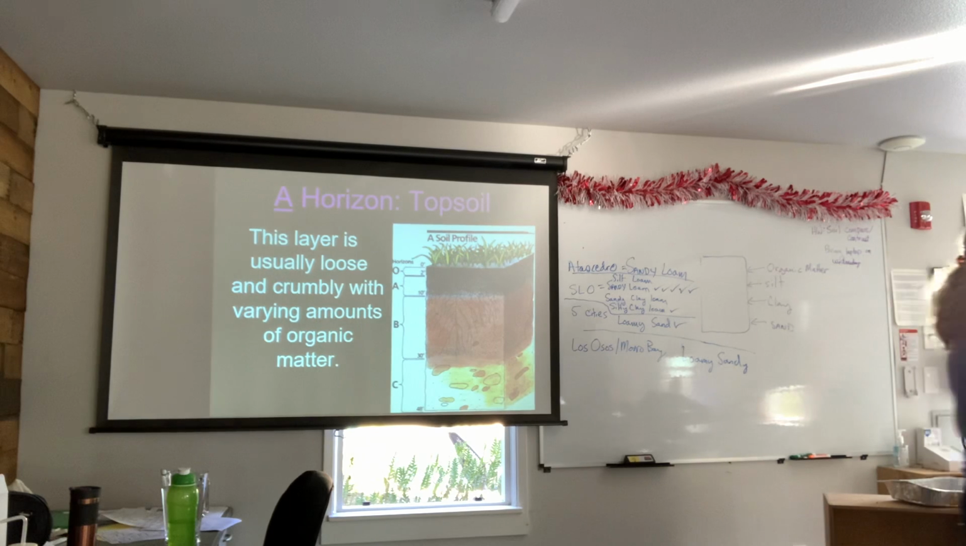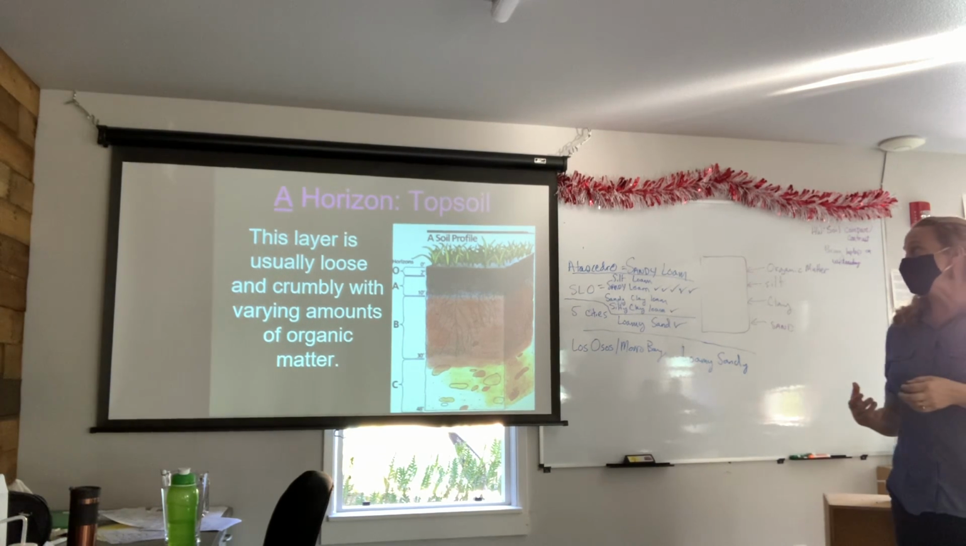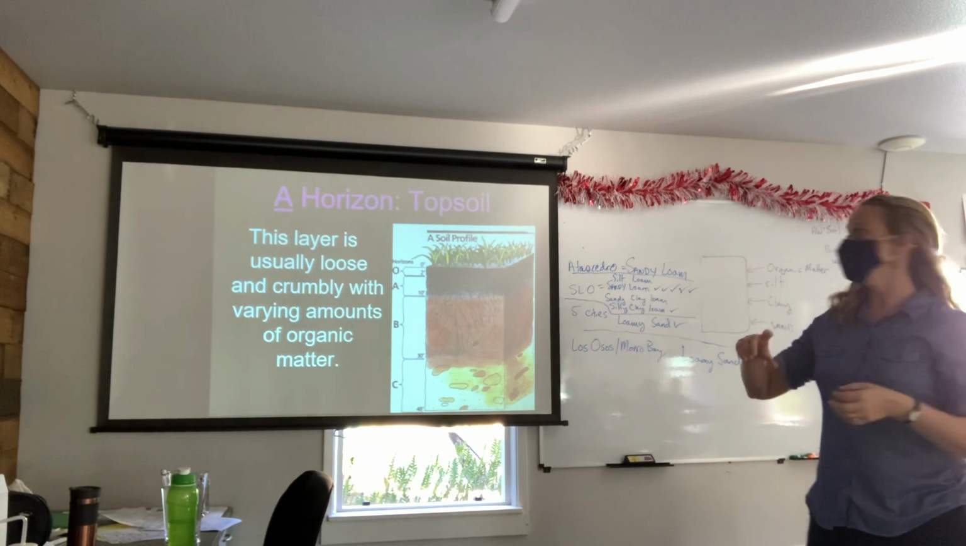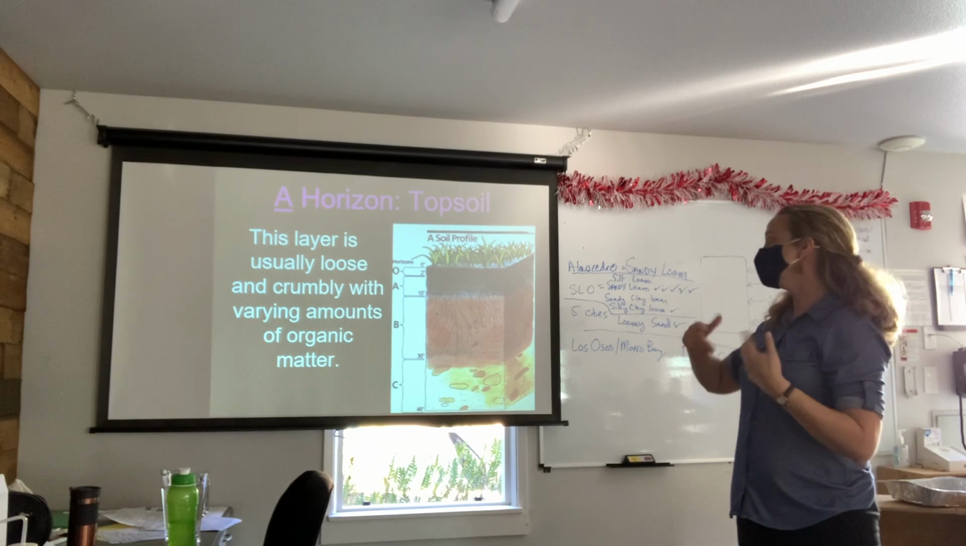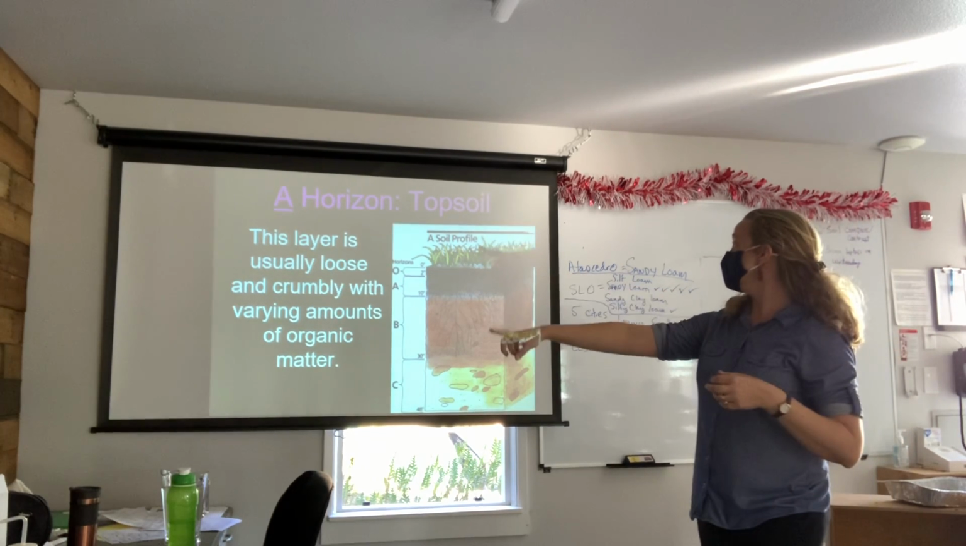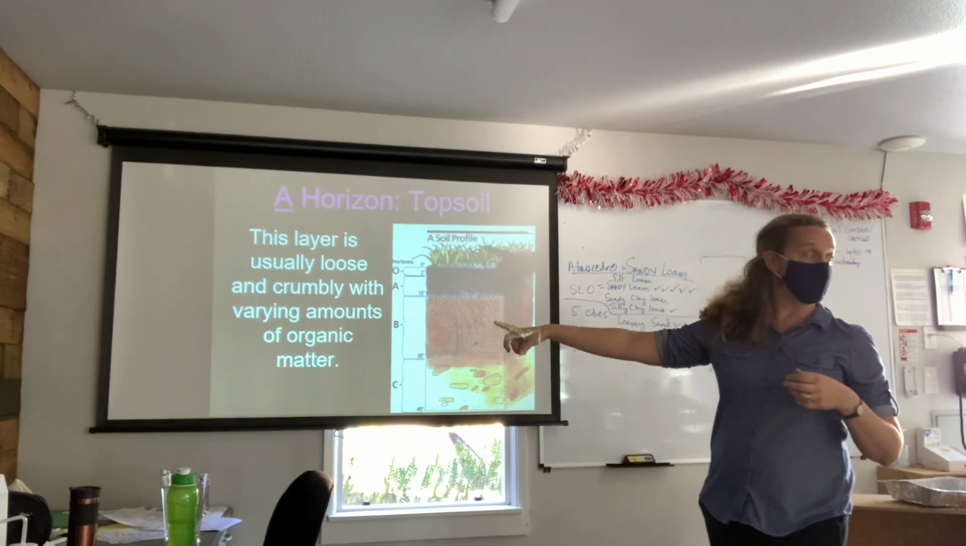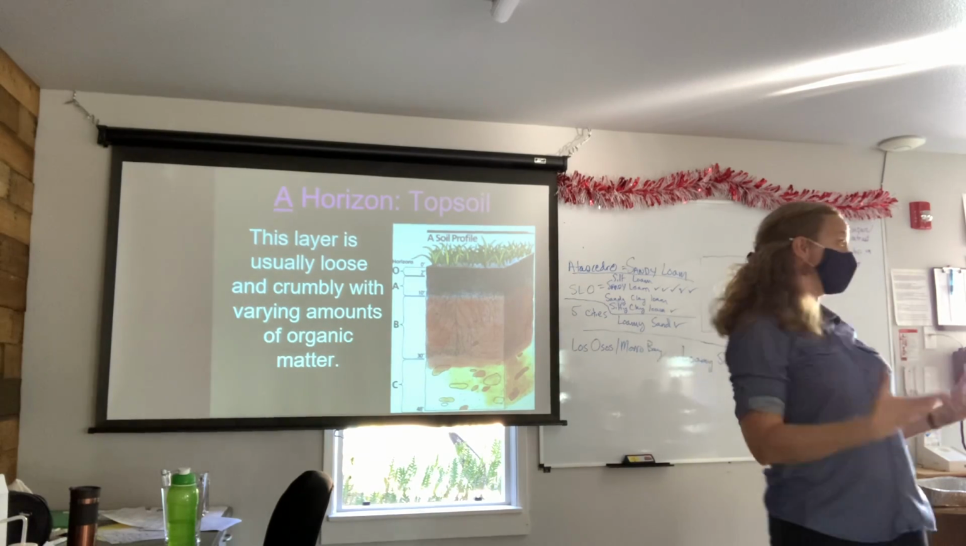Okay, so topsoil. This is the stuff that you garden in. It's loose and crumbly, depending on where you are. Of course, in this area, this time of year, it could be hard as cement because of no rain, lack of moisture. But yeah, it's loose and crumbly, and the organic matter has gone into the soil, and so it's enriching it.